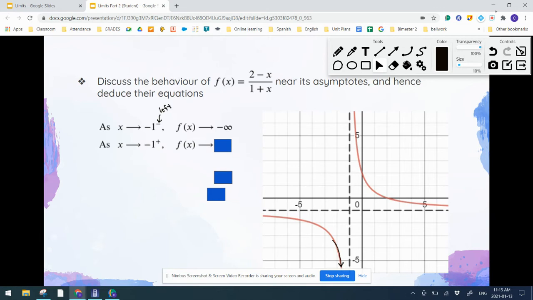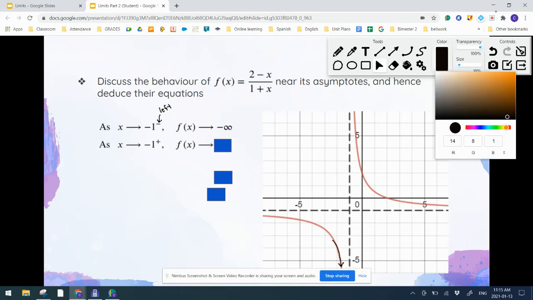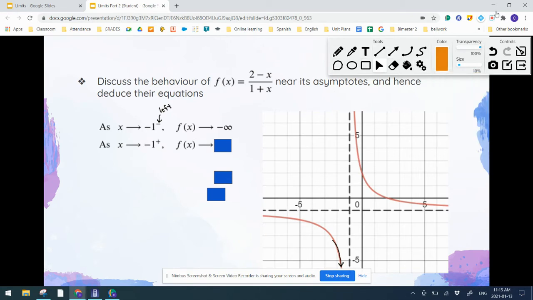As we approach x equals -1 from the right, so this sign here means right, we look at our graph and now we want to be on the right side of -1, and we can see here that our graph is approaching positive infinity. So our y values are going to positive infinity.